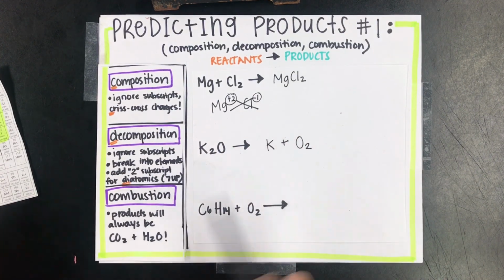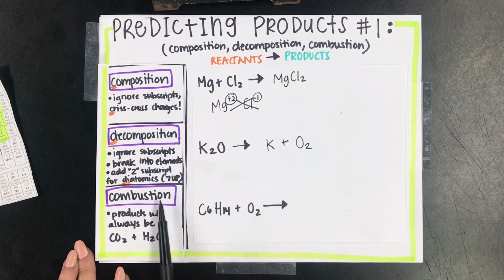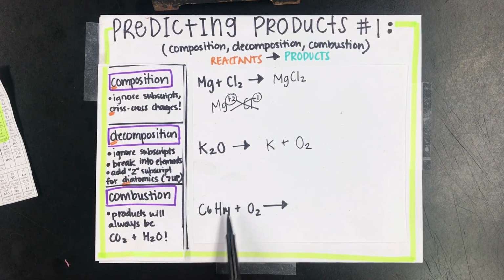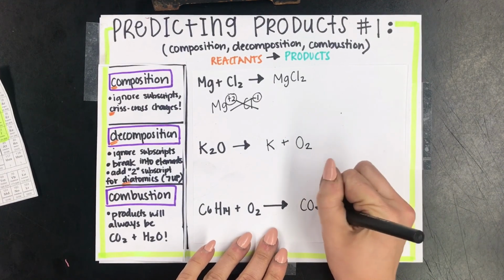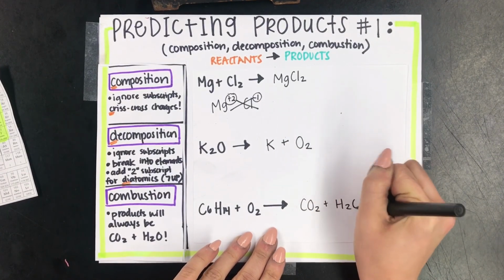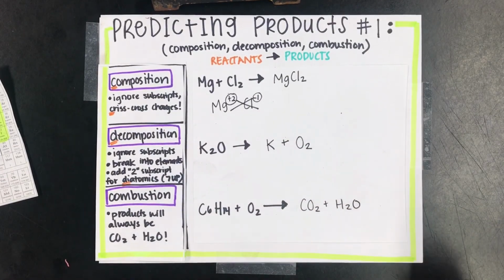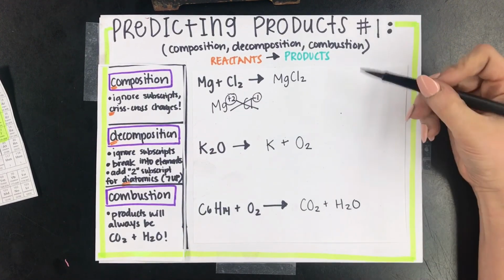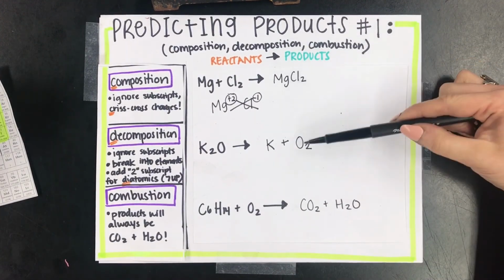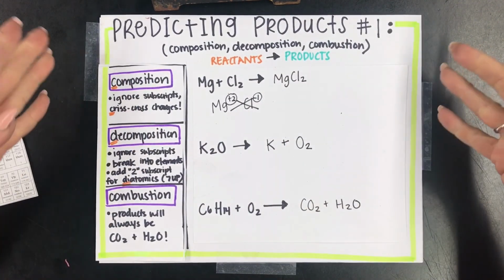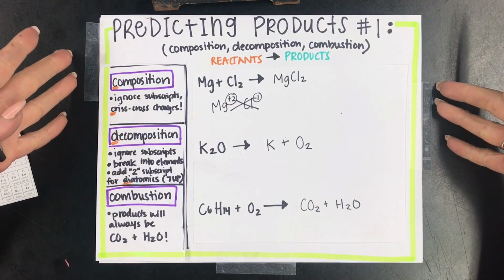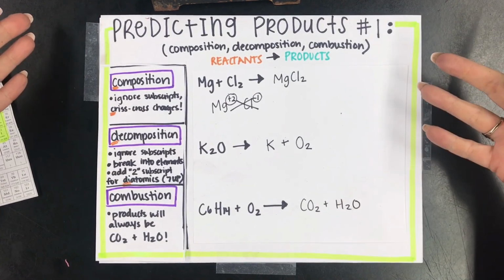Okay? So now, down here, combustion. We see a hydrocarbon plus O2. It doesn't even matter what these subscripts are. My products, CO2 and H2O. Doesn't matter. Now, the one thing to note is that none of these have been balanced yet. But right now, for this video, we are just focusing on determining the correct products, because if you don't get the products right, it doesn't matter if you can balance.